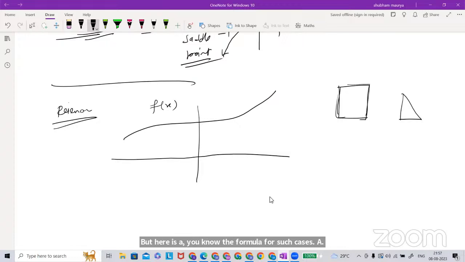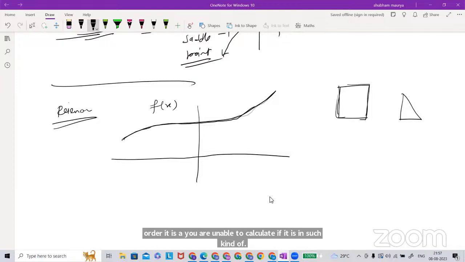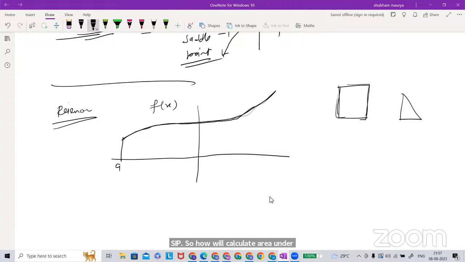But what about such a kind of shape? If it is in such a shape, you are unable to calculate it. So how will we calculate the area under this curve? Suppose here is A and here is B. How will we calculate this area, whatever is inside? Okay, am I audible? Yes, sir. So how will we calculate in this case?